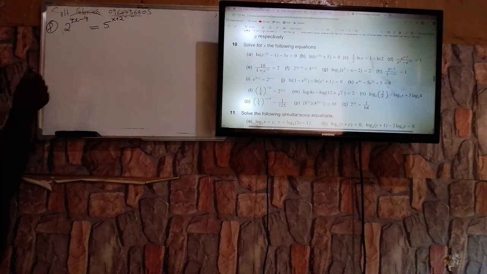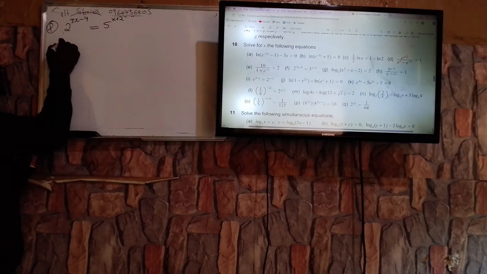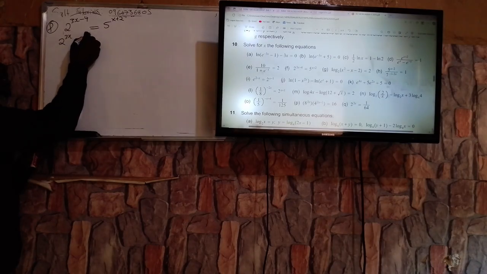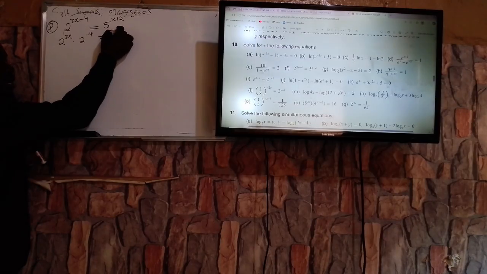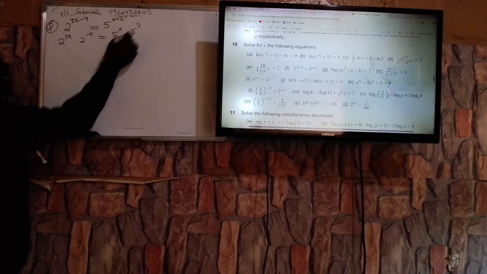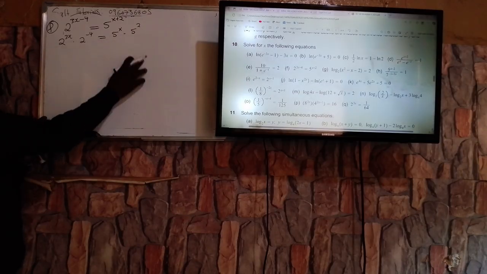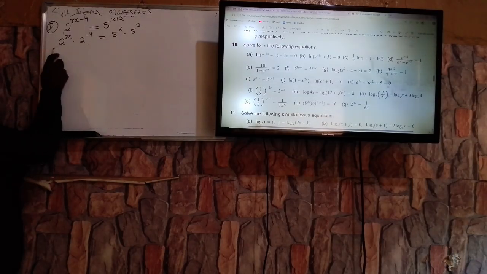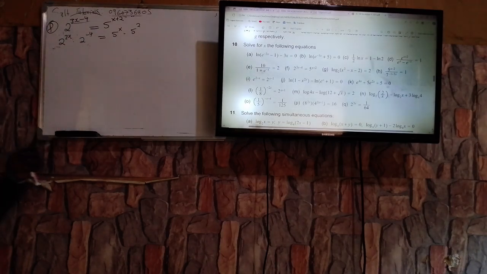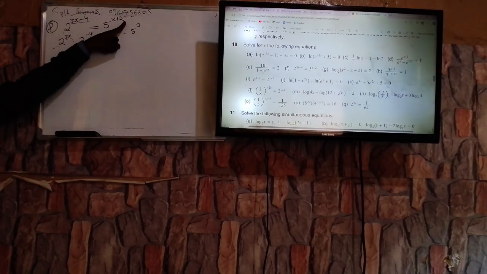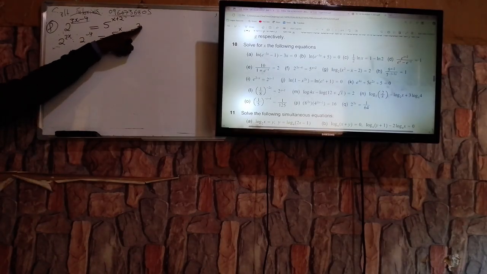So let's break down the powers. This left hand side can be given by 3 power x multiplied by 2 power negative 4. The same thing is equal to 5 power x multiplied by 5 squared. Rules of exponentials: if we have two expressions of the same base, what do we do to the powers? We add the powers. So it will be 3x plus negative 4, which leads to 3x minus 4. Here to be x plus 2, it came from 5 power x multiplied by 5 squared.